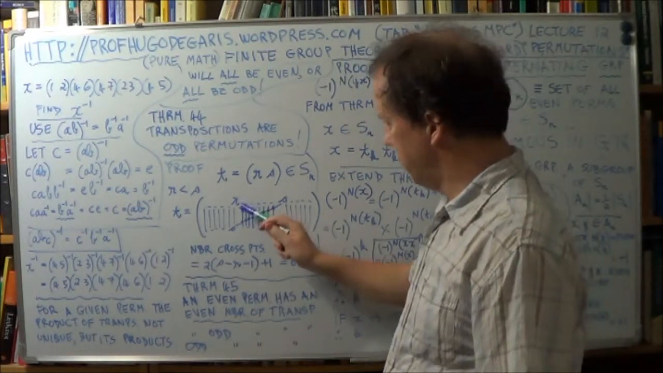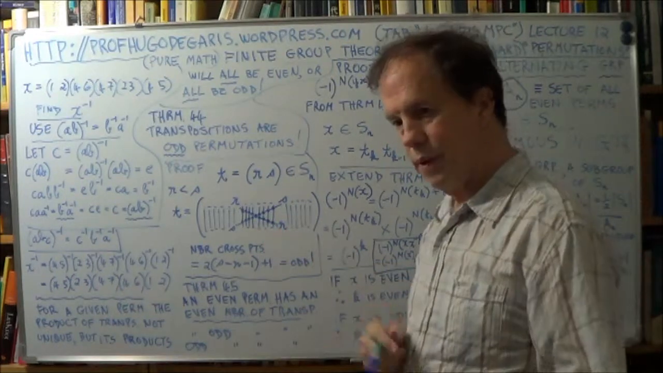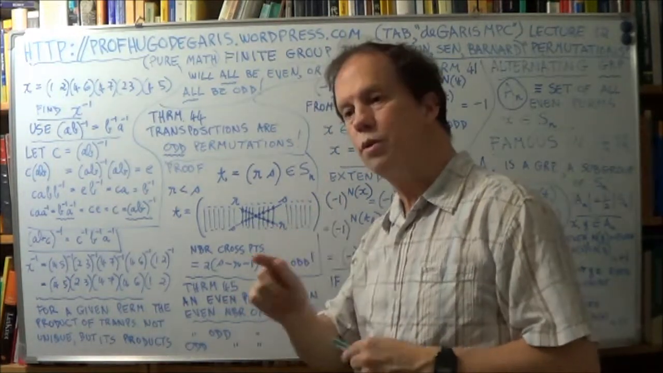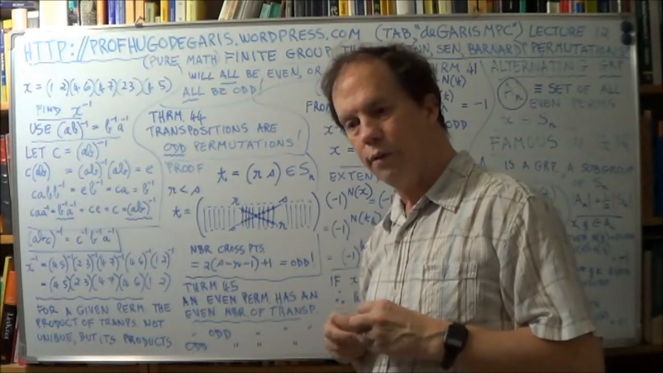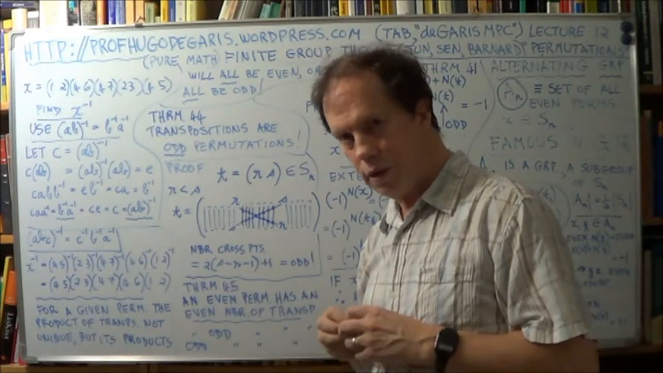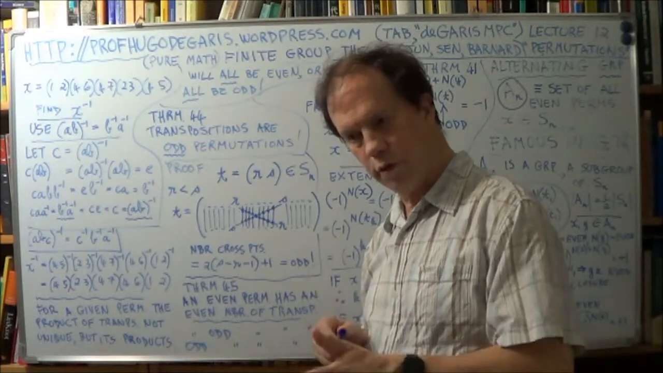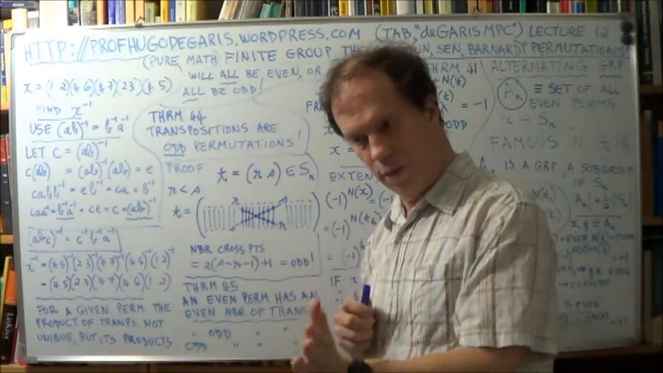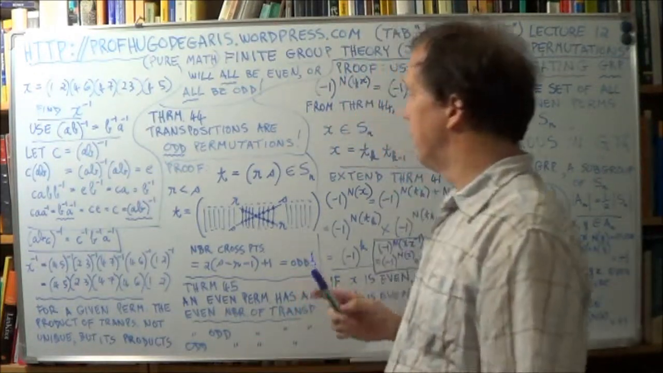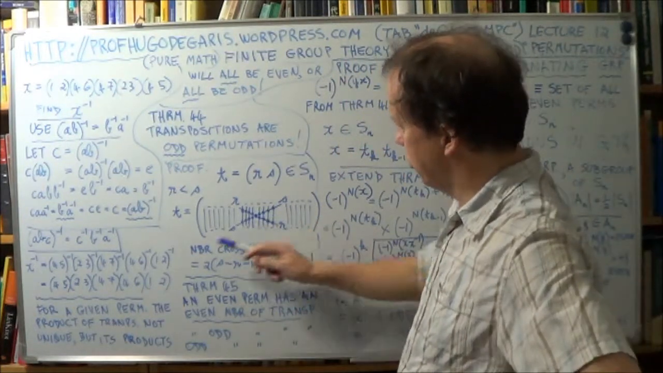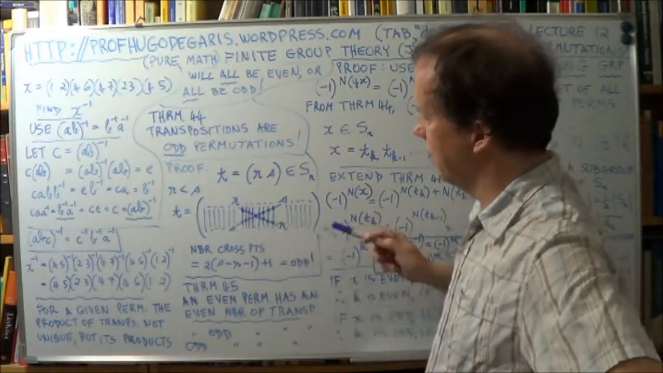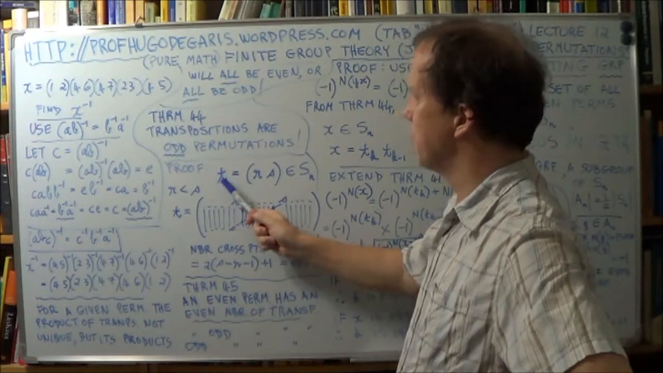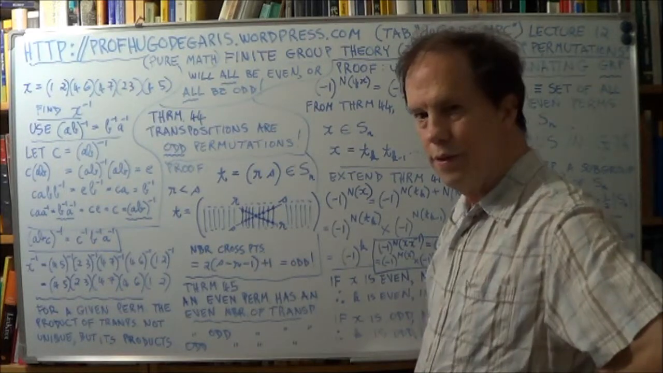Now the number of cross points is equal to the number of reversed pairs. That was one of the theorems. And if the number of reversed pairs is odd or even, by definition it means the permutation is odd or even, right? So let's try and prove. You can probably see it here visually. Let's try and prove that any transposition is odd.